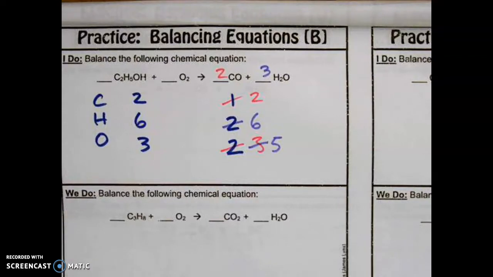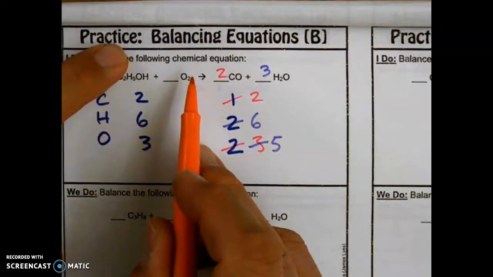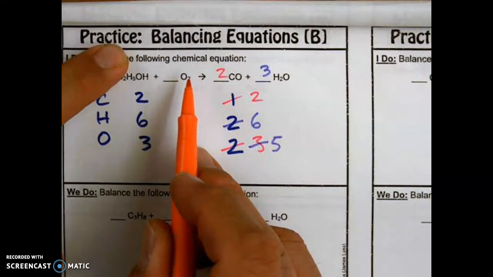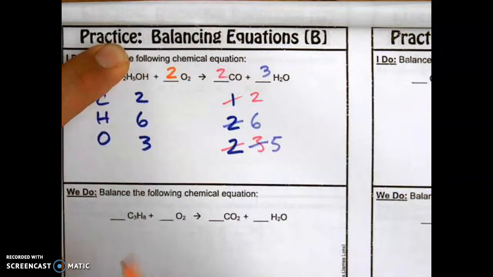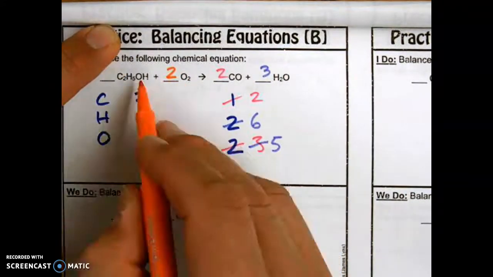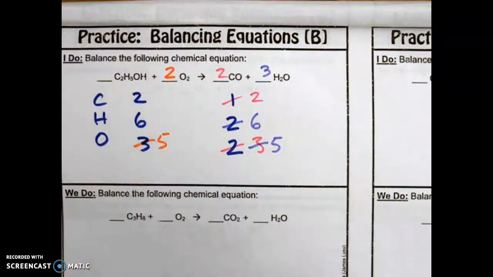Okay, so we balance the carbons. Now we balance the hydrogens. Now we have to balance the oxygens. Look at this O2 by itself. You guys see that? Okay, so if I put a 2 here, that makes that 4 plus 1. That changes to a 5. Now we're balanced.